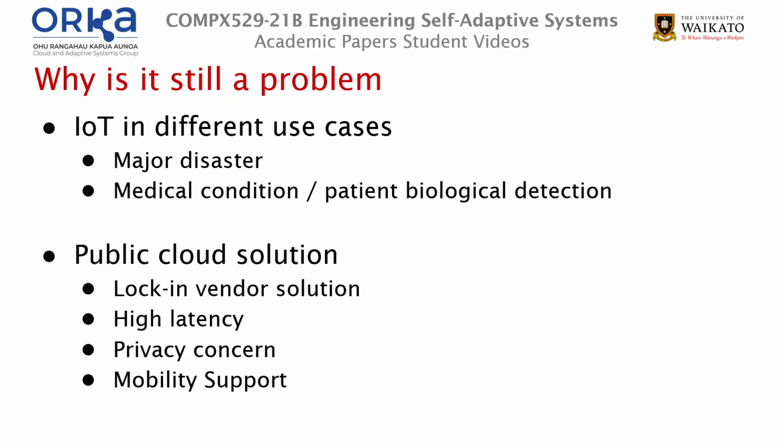Why is it still a problem? IoT devices are widely used in different scenarios and are foreseen to increase shortly. For instance, an emergency message prompting on a smartwatch or smartphone to reach users' attention when detecting a major disaster. Another example is reporting biological condition monitoring of a patient using smart devices. However, such scenarios are not feasible for processing the data in the cloud because of the lag.